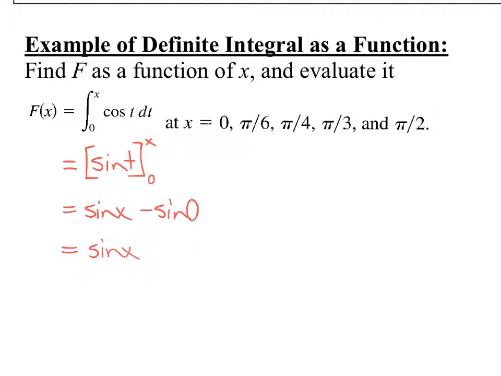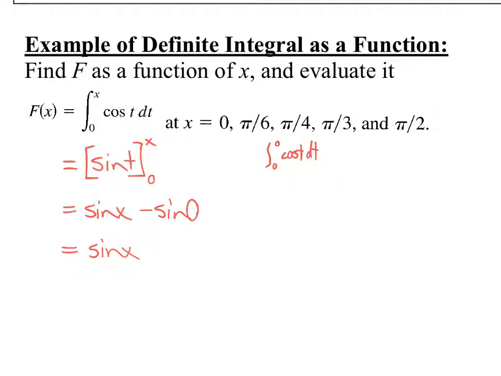Now, I'm not going to do all of these, but let's say, for example, I did the integral from 0 to 0 of cosine of t dt. What's the integral from 0 to 0 of anything? 0. If a and b are equal, your area is 0. That was one of our properties.